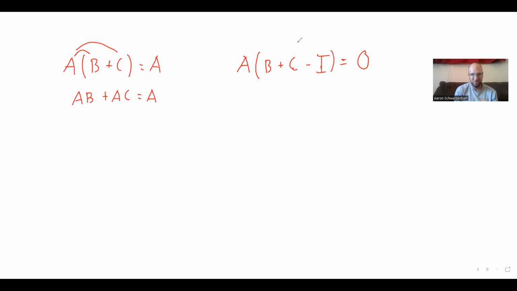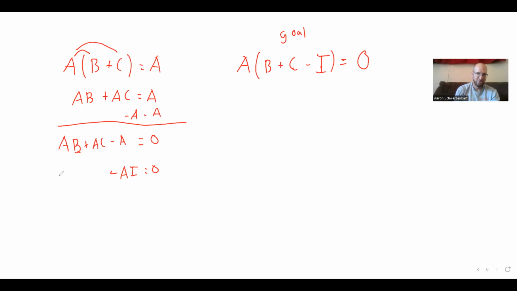My goal is to get over to here. So I have a 0 over there, so I'm going to move my A. I can subtract matrices or add the opposites. So I've got AB, AC minus A. I know that A times the identity matrix is always just equal to A, so that doesn't change anything, changing the A by itself to an AI.